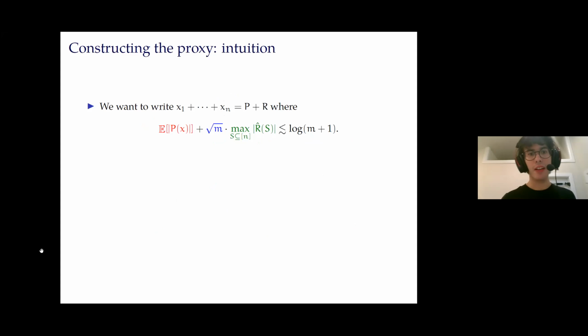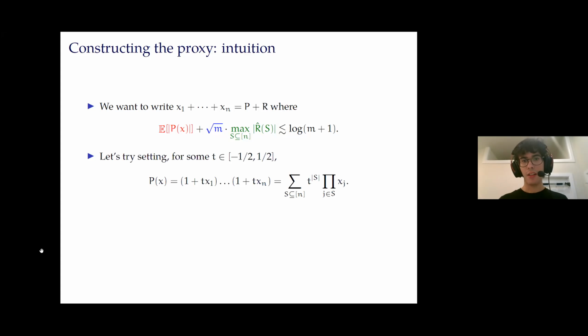So basically, if we want to control the sum, notice that we're going to have to do some work at least. For example, if we just take r equals 0, and if m equals n, and we take the function to map to R^n as well, then we actually pay a factor of square root m here, right? Because the expected distance of a random walk to the origin is around square root m. So this first term would be square root m. So we're going to have to do at least something here to get this log factor improvement.